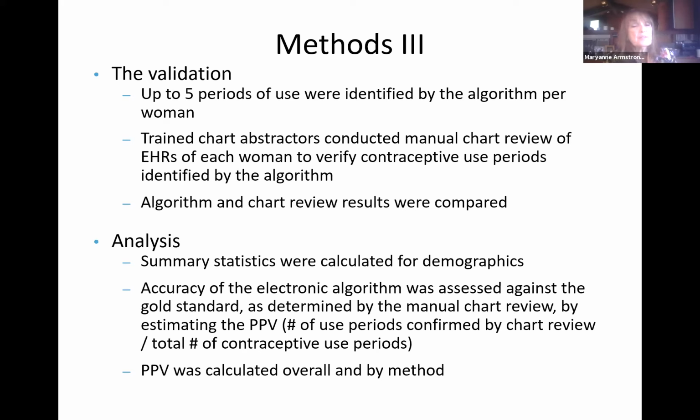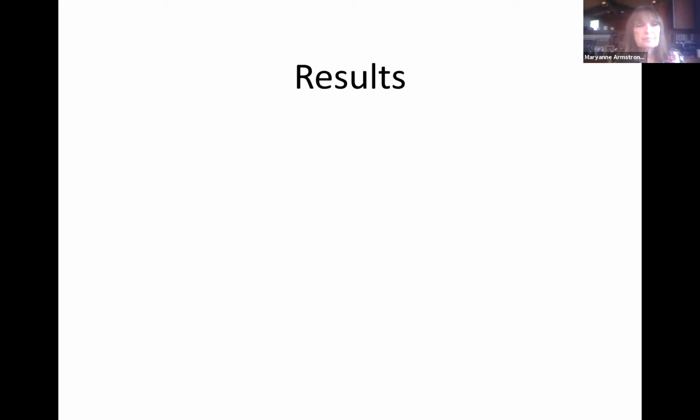So for the analysis, first summary statistics were calculated for demographics, and then the accuracy of the electronic algorithm that was developed was assessed against the gold standard, which was the manual chart review. And we did this by estimating the positive predictive value, which in this case would be the number of use periods confirmed by the chart review divided by the total number of contraceptive use periods for that particular woman. So positive predictive value was calculated overall and by method.